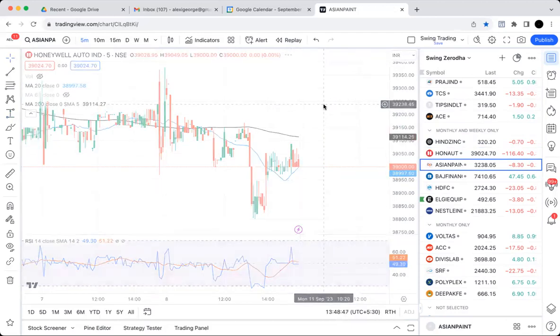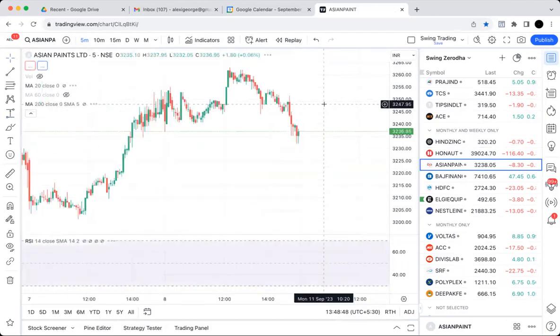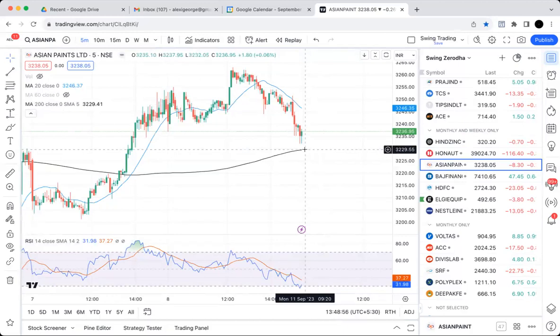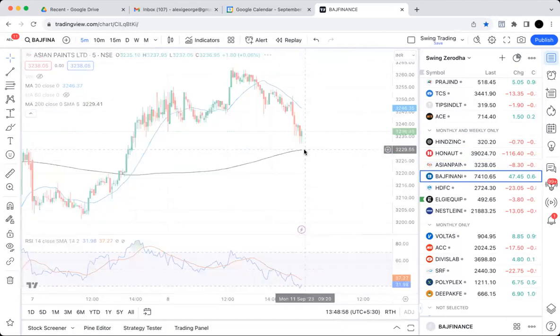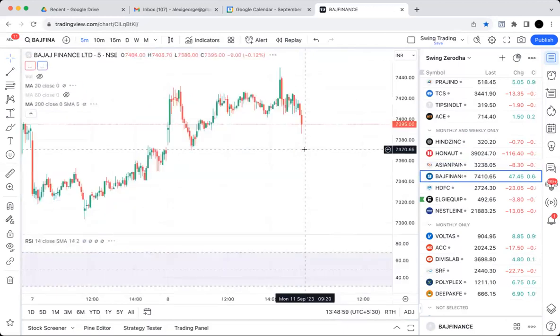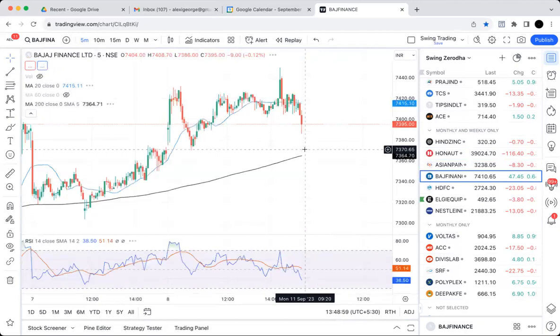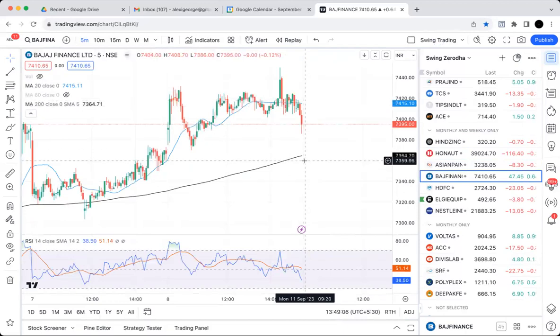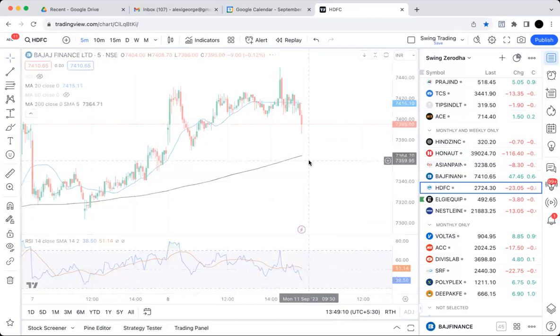Asian Paints. Look at Asian Paints and see what it is doing. Okay, so it looks like it's gone up, and it's just going to keep coming back down to the 200. So I will not enter that as well. Bajaj Finserv. Bajaj Finance. All right, same thing here. Okay, I'm expecting this to come back down to the 200, so I will not enter until it comes to the 200.